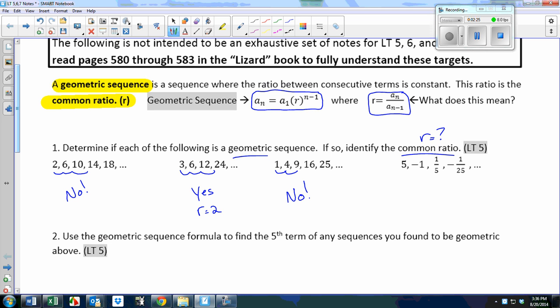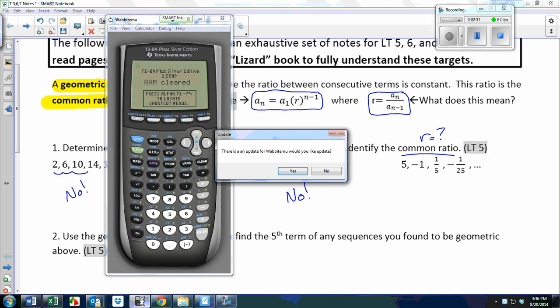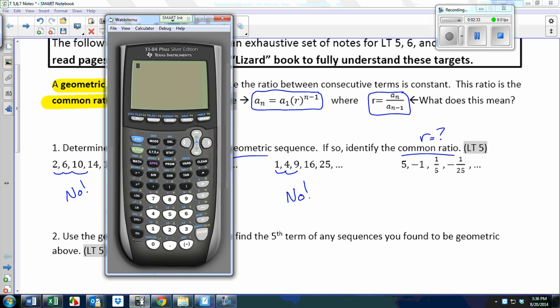And then the last one's kind of weird, so I want to take a second to look at that one. If the fourth pattern is geometric, then it should be true that negative 1 over 25, the last term, divided by the term in front of it, divided by 1/5, should be the same thing as dividing 1/5 by the term in front of it, which would be divided by negative 1. And it's looking good.